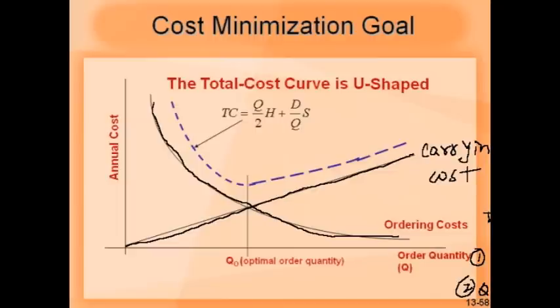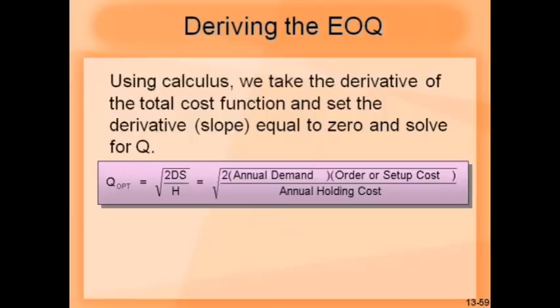So put together, if you add the two costs, you get the total cost, which is like a U-shaped curve. And the lowest point here is the point where the two cost curves meet, and that gives us Q. So that's the optimal order quantity. So to derive optimum Q value, we can say that annual carrying cost is the same as the ordering cost. So when they are equal, the total cost is minimum.